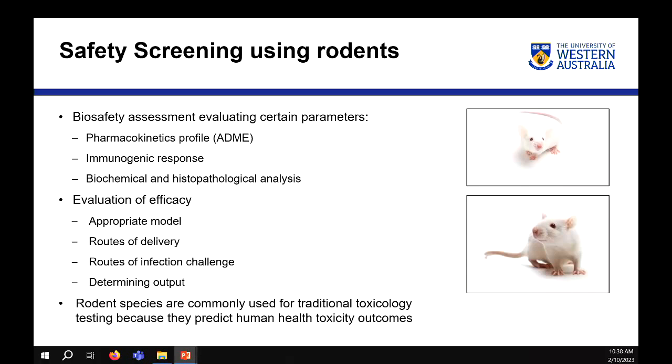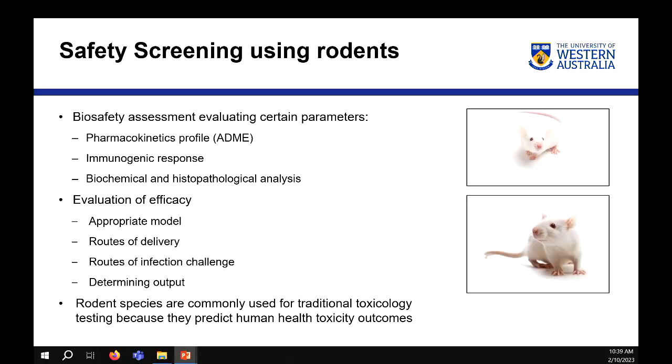Rodents are the ones that are used the most for safety screening, and also looking at PK. Now, mice are used, but actually my collaborators tell me that rats are more of a physiologically relevant model to humans. So really, when it comes to safety and PK profiles, usually the rat model is used. And for the biosafety assessment, there are certain parameters required: the PK profile, and they look at the immunogenic response. You don't want to induce a huge immunogenic response to the drug because that could hurt you as well.